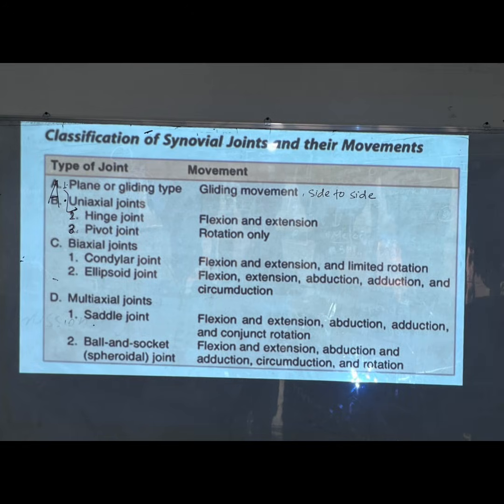If you are confused by terms like uniaxial, biaxial, or multiaxial, this table shows clear information about it, and it also separates the various types of synovial joint on the basis of range of motion. So it's useful, you can use it.